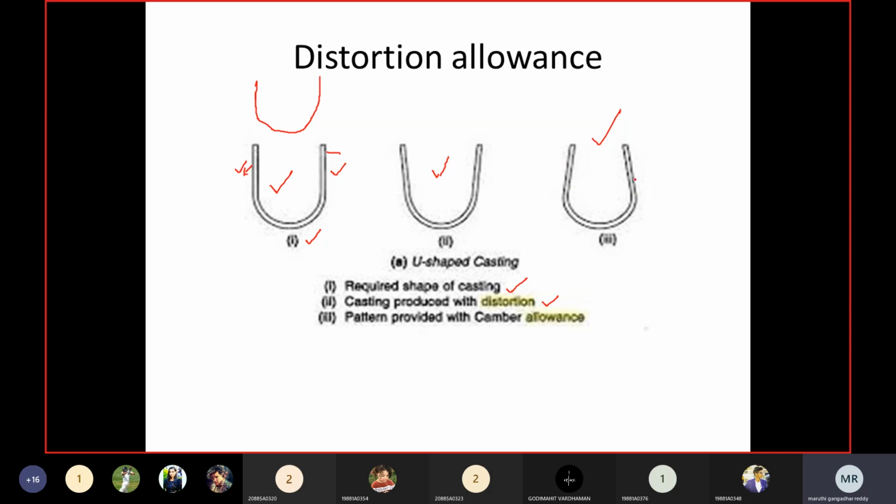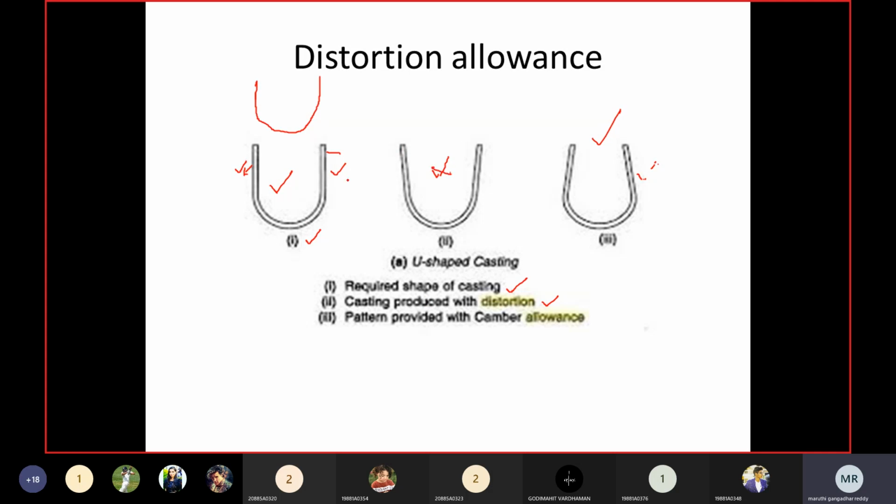So this is the pattern I have to choose. If I prepare a pattern like this and then perform the casting operation, I am going to get the desired casting. So that is the concept of the distortion allowance. The first figure shows the required shape of the casting. If you exactly prepare a pattern in the shape of the casting, what will happen? The casting produced will have distortion. This is not the component I require.